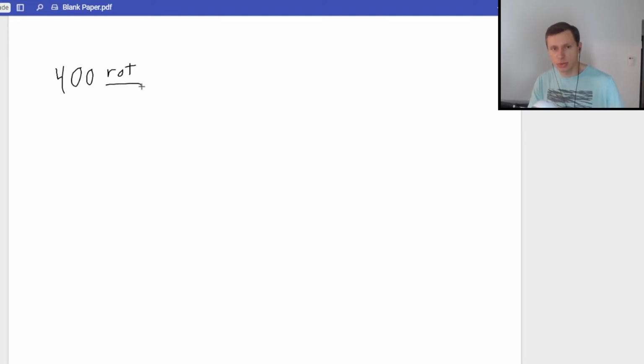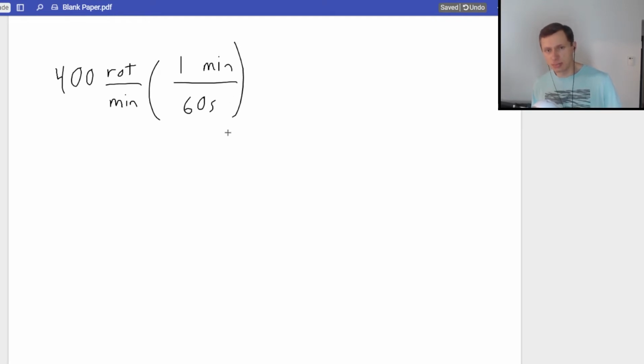So if I'm starting with 400 rotations per minute, let's start with converting minutes because that's actually easier. In 1 minute there's 60 seconds. This is called dimensional analysis, where we pretty much cross off the units. Minutes has to be in the numerator, and there's 60 seconds in the denominator.